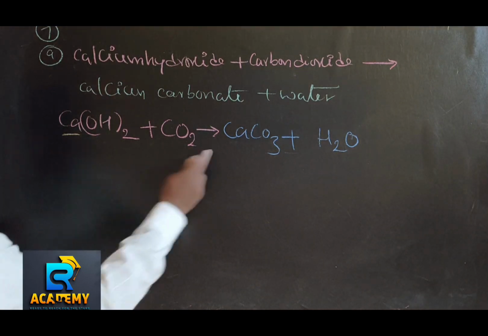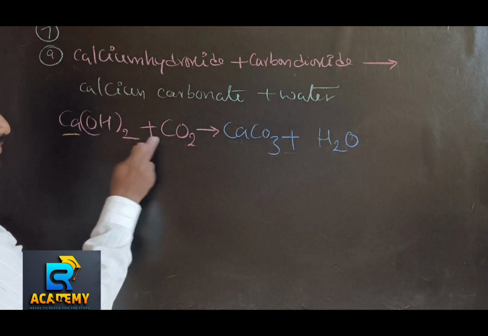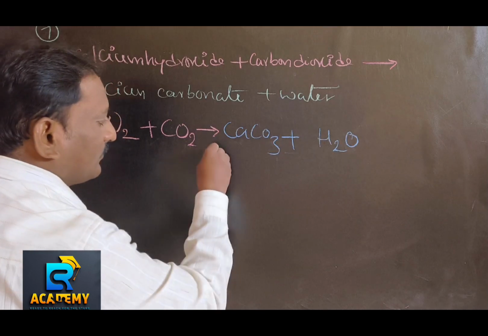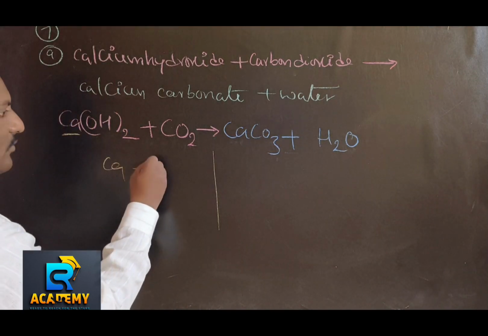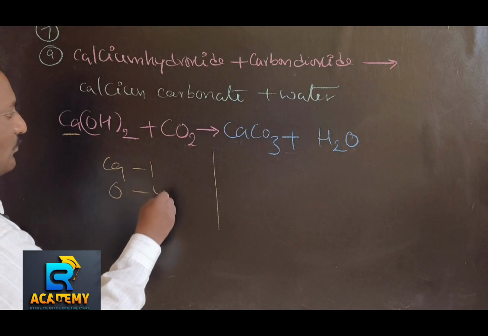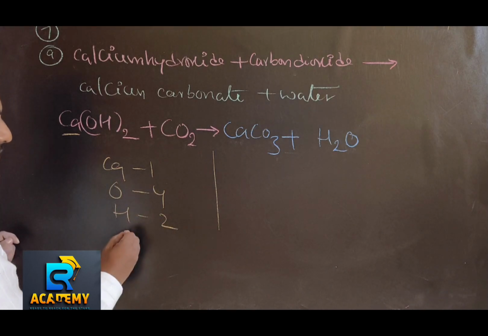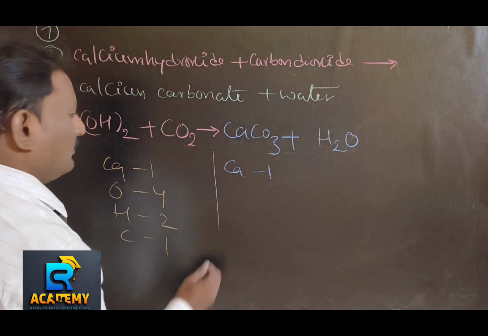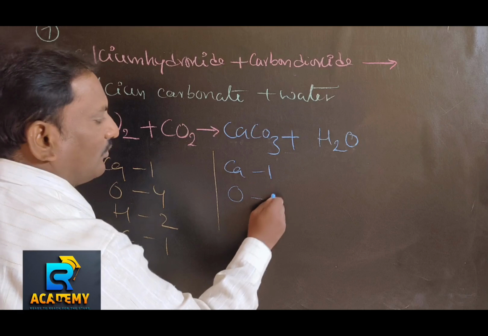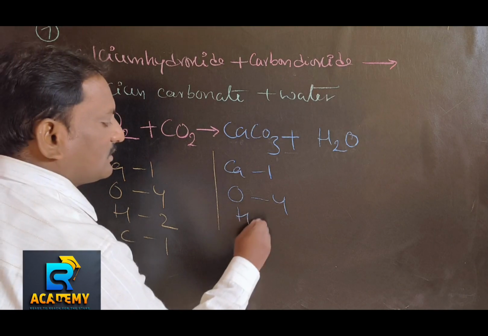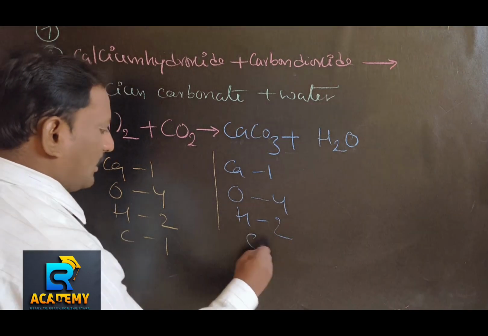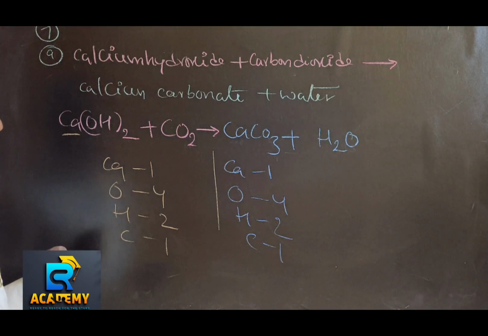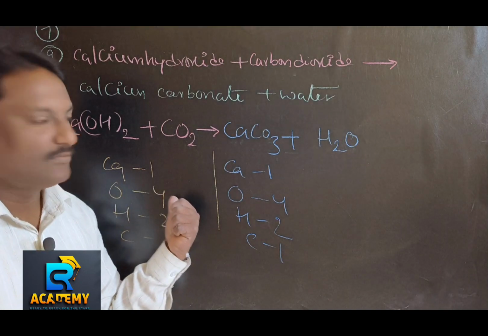Here calcium 1, oxygens 2 and 2, total 4, oxygens 3 here and 1. Let us check. Calcium 1, oxygens 4, hydrogens 2 and carbon 1. From this side, calcium 1, oxygens 3 plus 1, 4, hydrogens 2, carbon 1. It's already a balanced chemical equation. No need to balance the equation. Is it clear to you? Make a note.